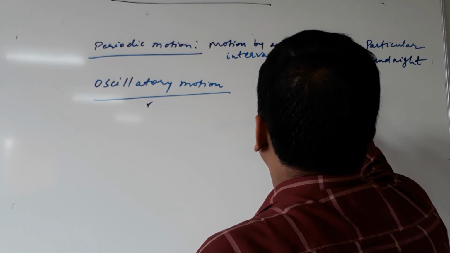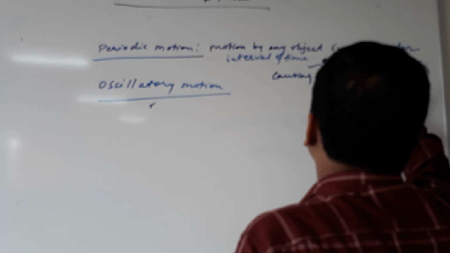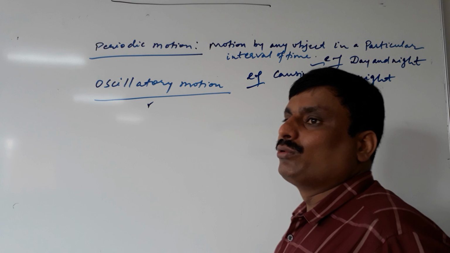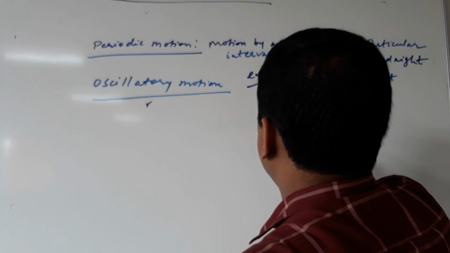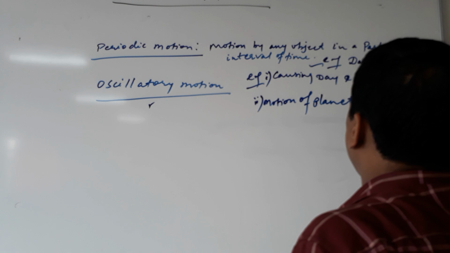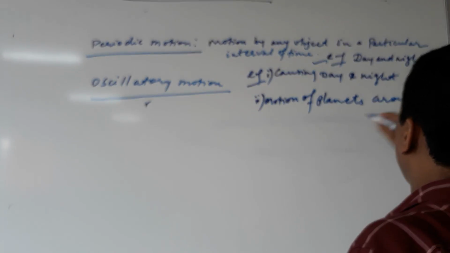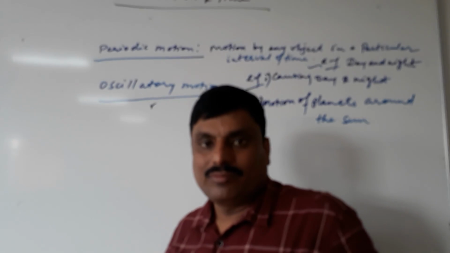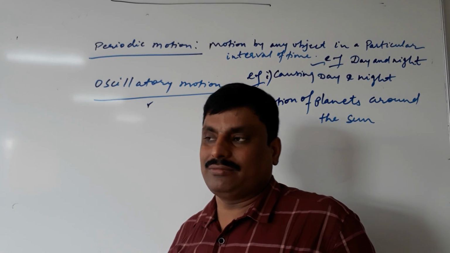Causing day and night. Day and night is an example of periodic motion. Motion of the planets around the sun. This is a fixed interval of time. Always it occurs again and again.